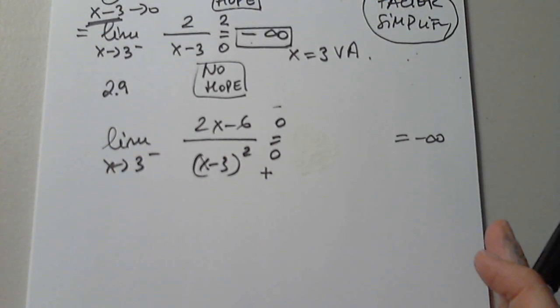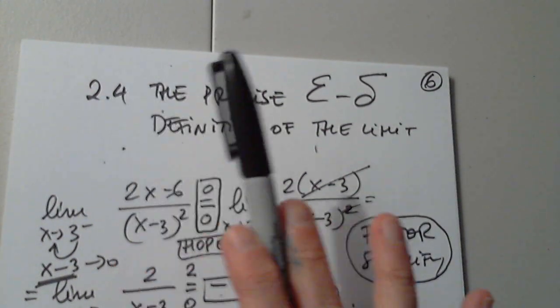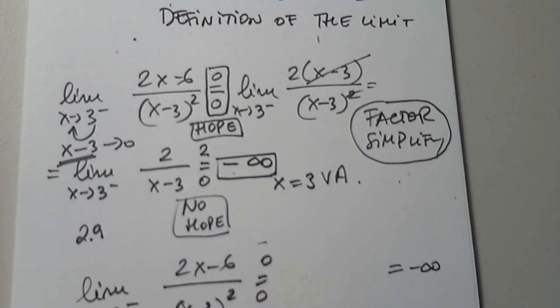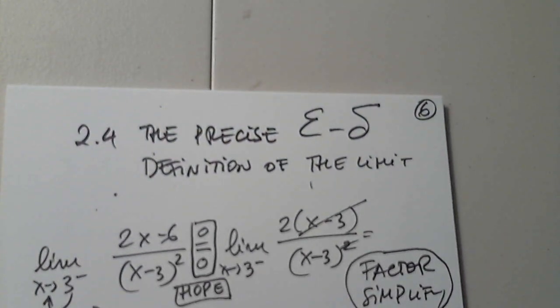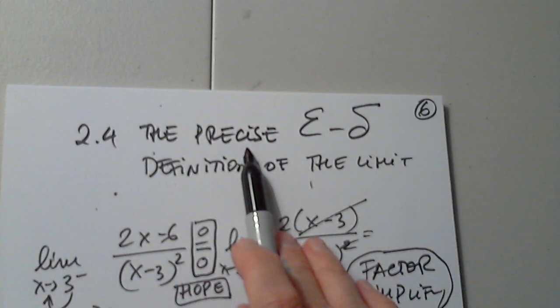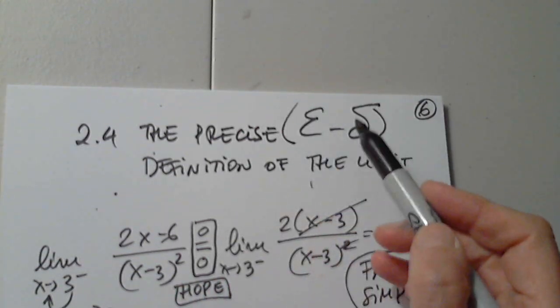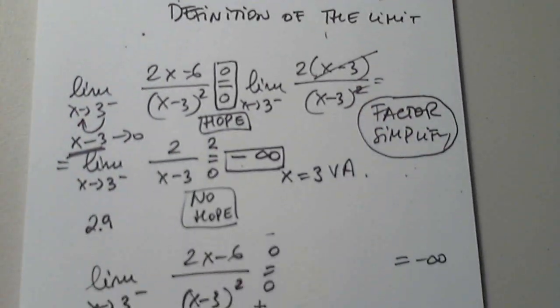So now let's talk about the precise definition. Section 2.4 is the only proof. I'm going to make it as simple as possible. We are only going to look at linear functions. Linear functions only. No quadratic, cubic, nothing. Very simple. So the precise definition of the limit, or the epsilon delta definition.